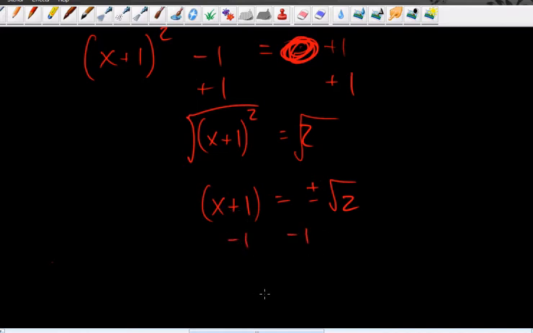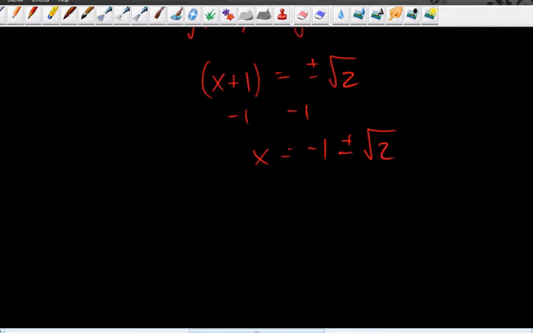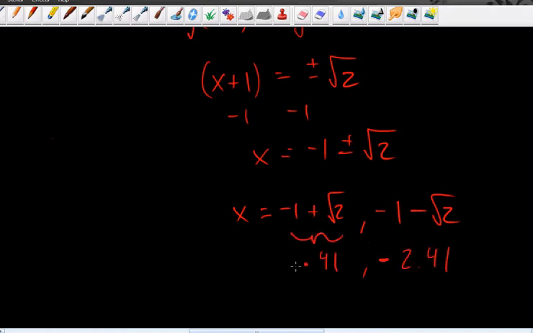Well, from here, to get x by itself, I just need to subtract 1. So I get x equals negative 1 plus or minus the square root of 2. That's really two answers. It's x equals negative 1 plus the square root of 2, and it's x equals negative 1 minus the square root of 2. You can use your calculator to calculate these, and you should get something like x equals about 0.41 or negative 2.41. Let's look at another example of how to complete the square.